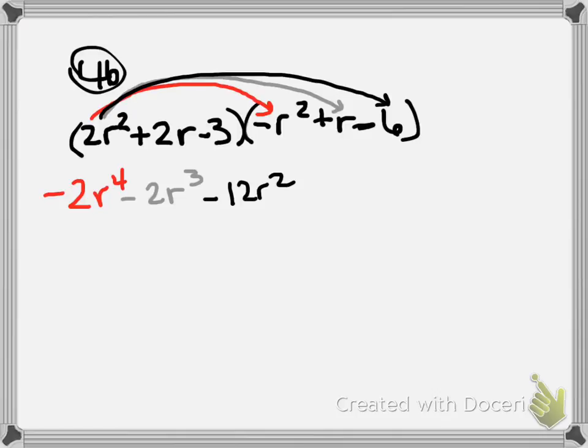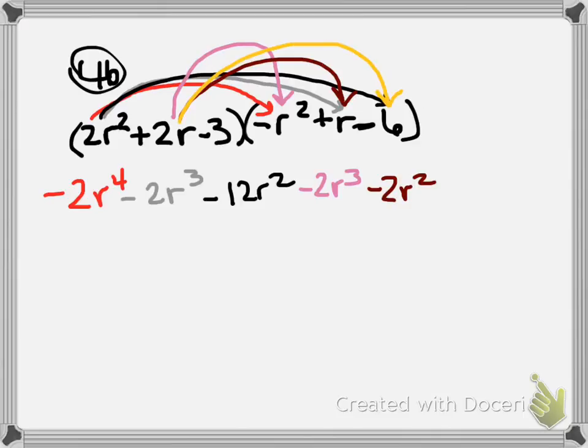Now we're going to look to this middle term. So it's negative 2r to the third. Then we're going to take the negative 2 times that second one, so negative 2r squared. Then negative 2r, I misspoke, I am sorry. That is a positive 2 being multiplied times that r, so the one that we just did should be a positive 2r squared. And now we're taking the 2r times the negative 6 to give us a negative 12r.